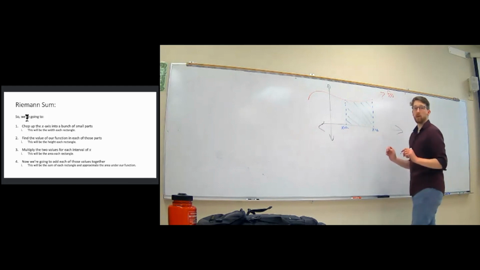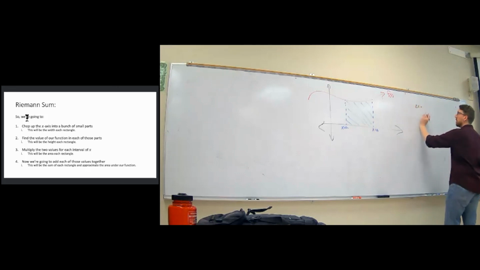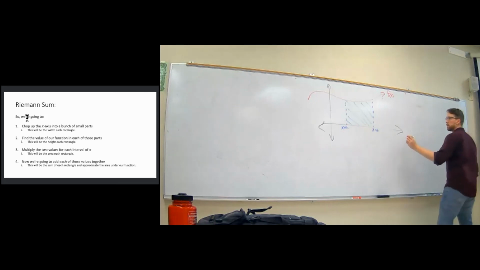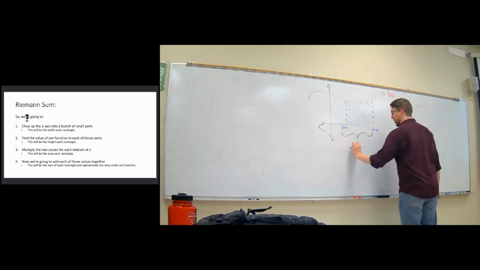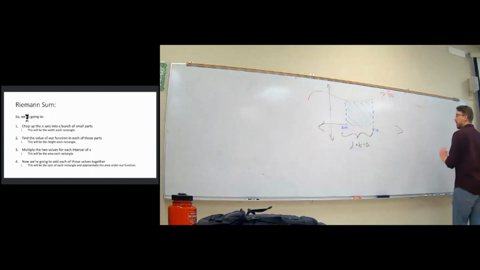The easiest way to do that is to say, all right, I've got a delta x. Let me actually step back. I've got the entire length from A to B. The length is equal to B minus A. Now, I'm going to take and cut that length up into equal parts.